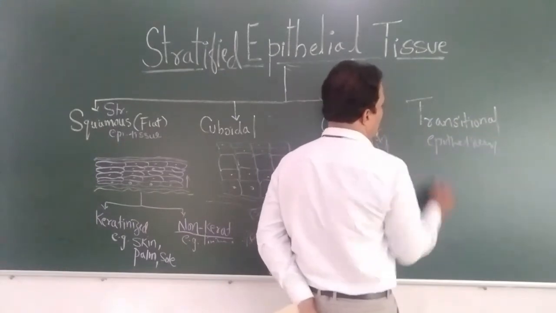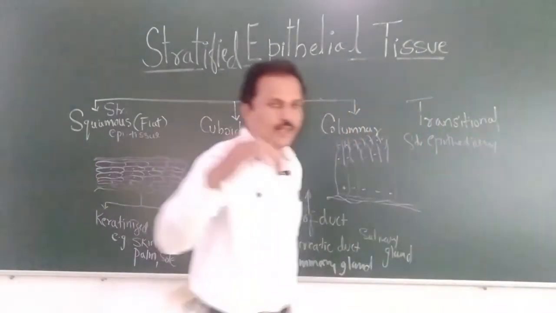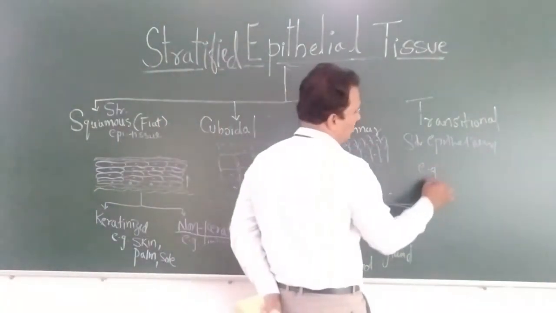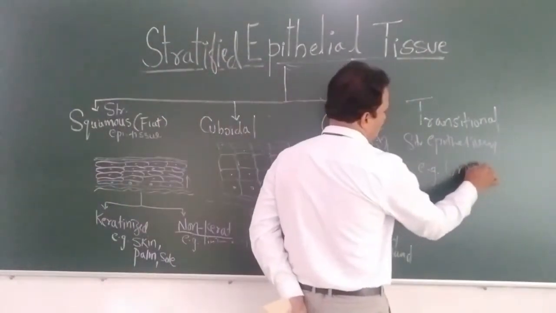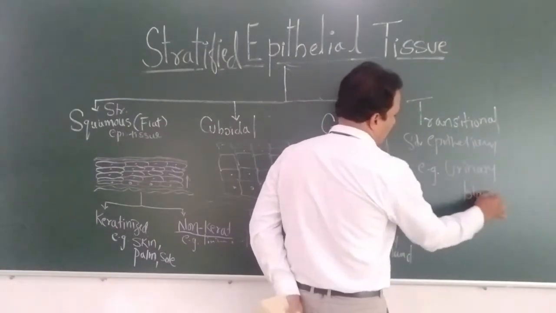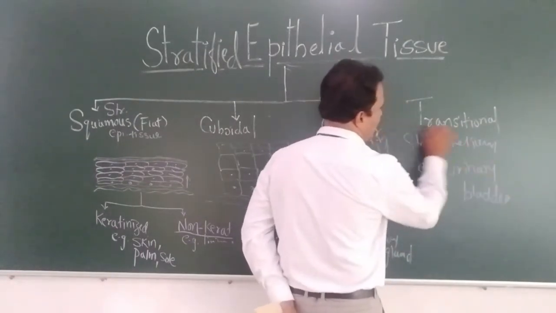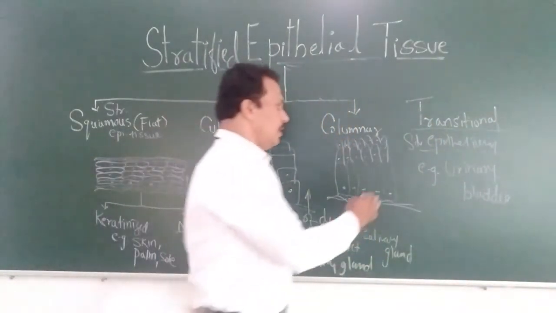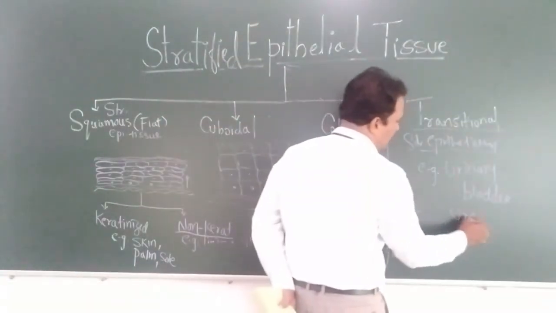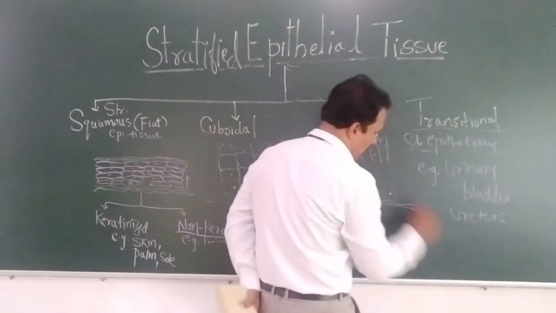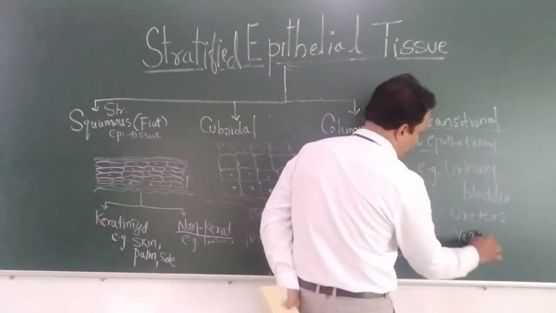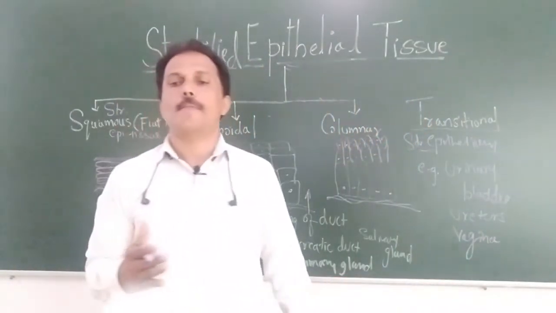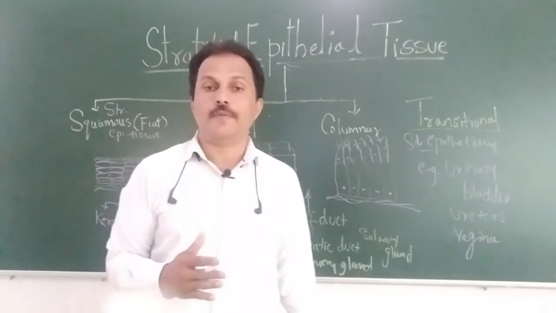Actually it is a type of stratified epithelium, more than one layer. A very good example I would like to give is the urinary bladder. In the urinary bladder, you will find this transitional type of stratified epithelium. In the urinary bladder, in ureters, even in vagina, you will find this transitional type of stratified epithelium.